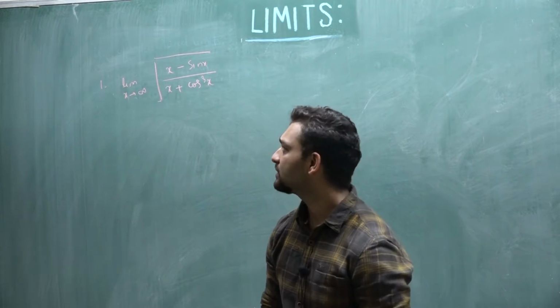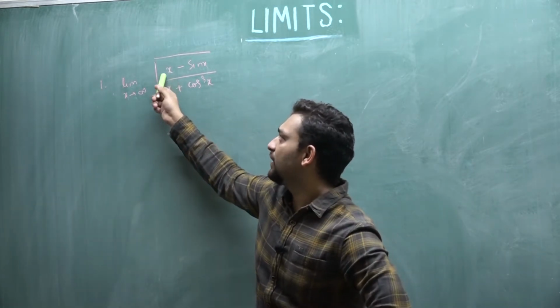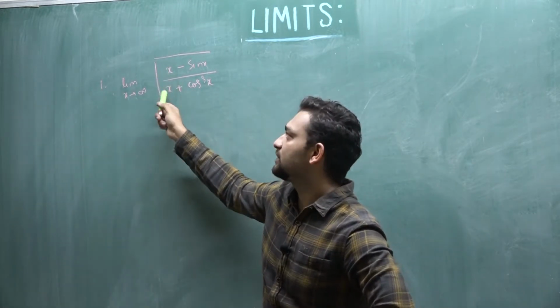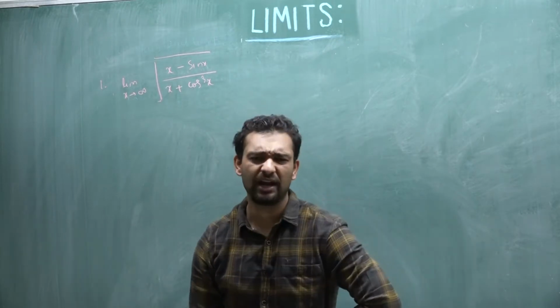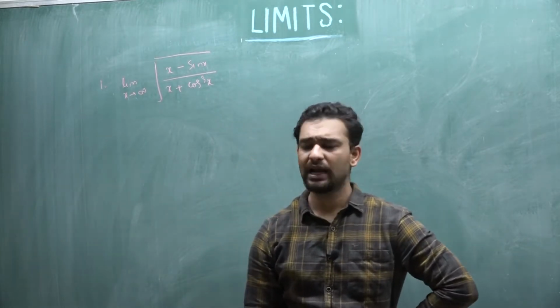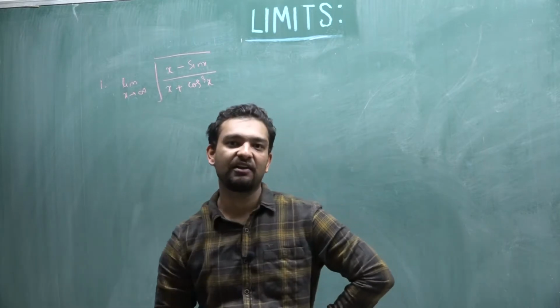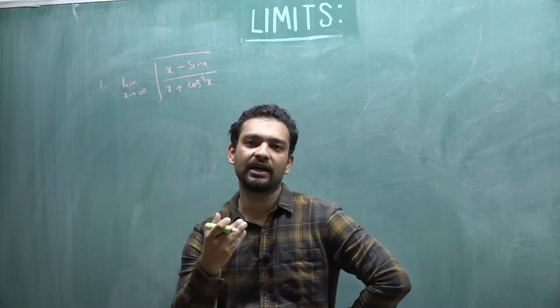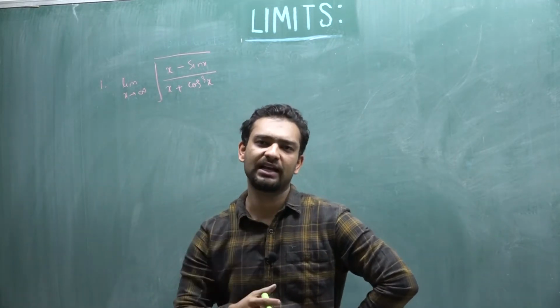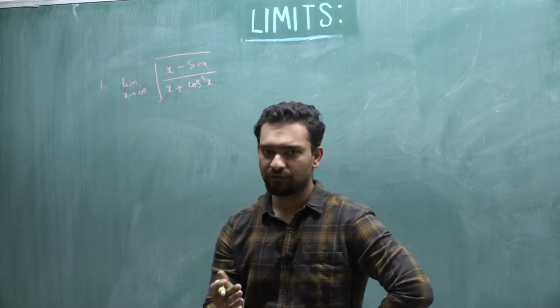So what form is this? See, when x is tending to infinity, this will be tending to infinity and this will also be tending to infinity, so it will be infinite by infinite form. Clear? Whenever we get infinite by infinite form, we try to make it in the form of 1 by x or sin x by x. In those forms we'll try to make it.